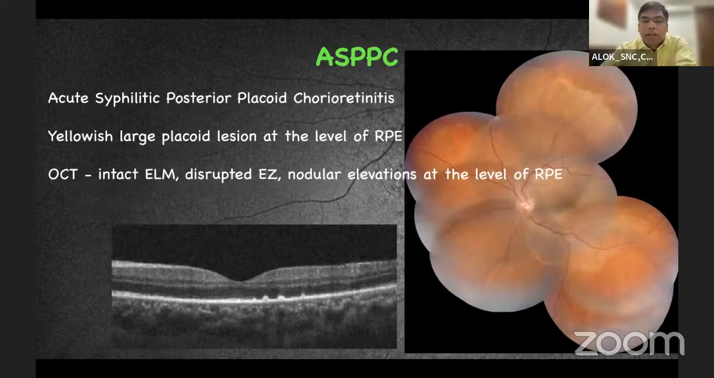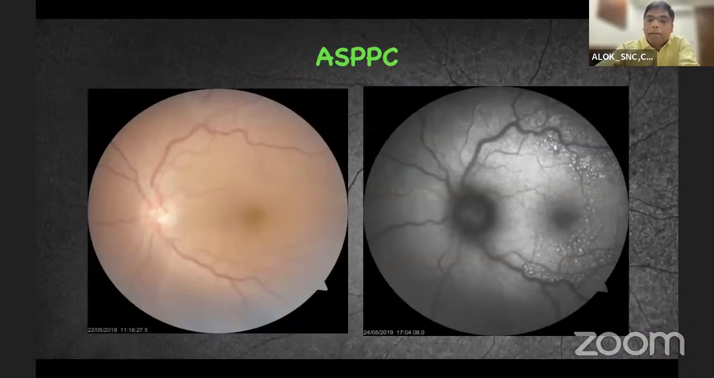Now, acute syphilitic posterior placoid chorioretinitis is another pathology where fundus autofluorescence can be used for diagnosis. Here, what you see is a large placoid lesion, which is predominantly in the posterior pole. And on OCT, you see these nodular elevations at the level of the RPE. This is thought to be the photoreceptor RPE complex because of the dying RPE. And on autofluorescence, you will see these pinpoint hyperautofluorescence, which corresponds to the nodular thing that you see on the OCT.